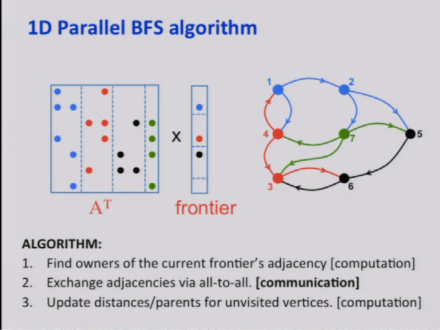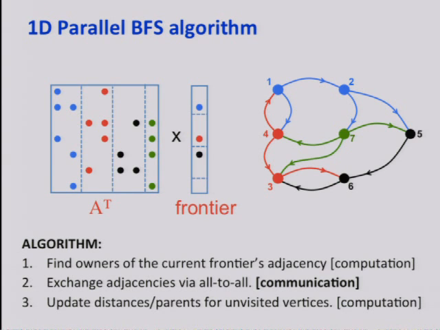So let's see what happens in the vertex distribution, one-dimensional distribution case. As I said, the first n over p vertices go to the first processor. The second n over p vertices go to the second processor. Now they're represented as columns because this is the transpose. If it was the actual adjacency, it would be the rows. And a different color represents a different processor.